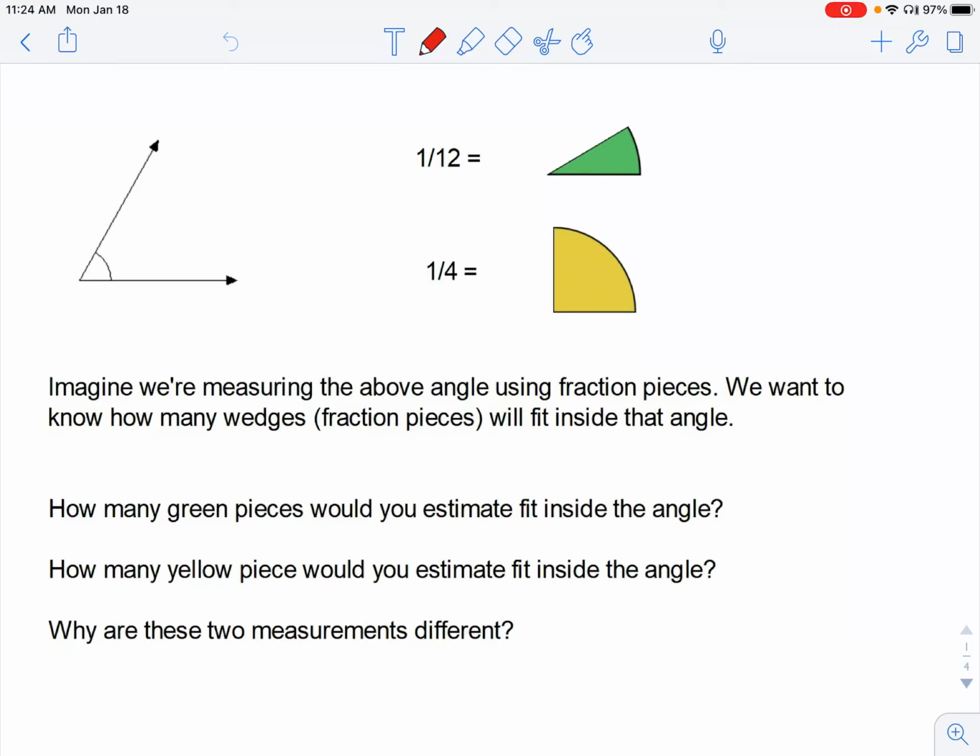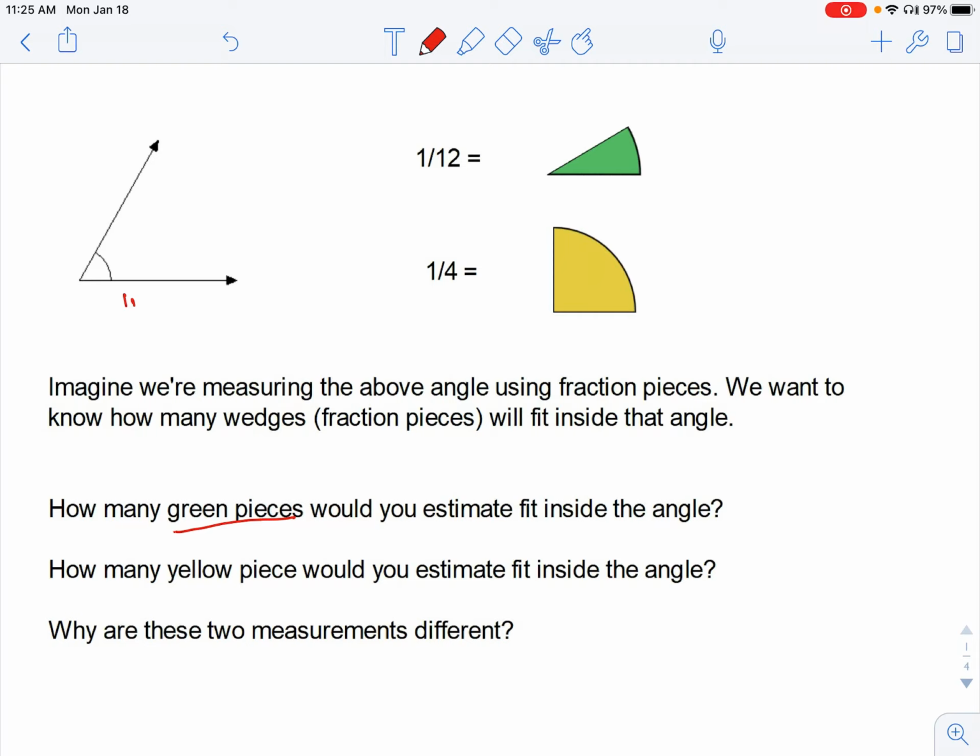To talk about angles, I want you to look at the pictures on the top. One shows an angle, the green piece shows a 12th of a fraction circle, and the yellow piece a 4th of a fraction circle. Imagine we're measuring the above angle right here using fraction pieces. We want to know how many wedges or fraction pieces will fit inside that angle. So think about this. How many green pieces would you estimate fit inside the angle?